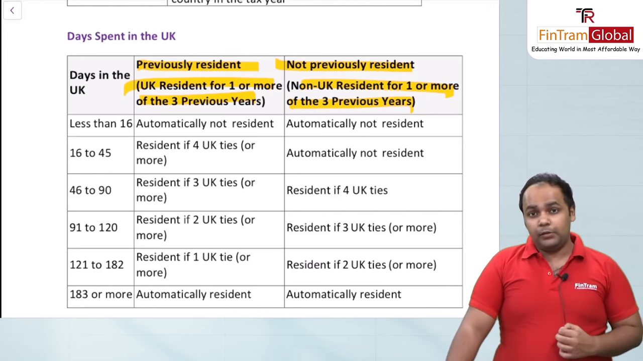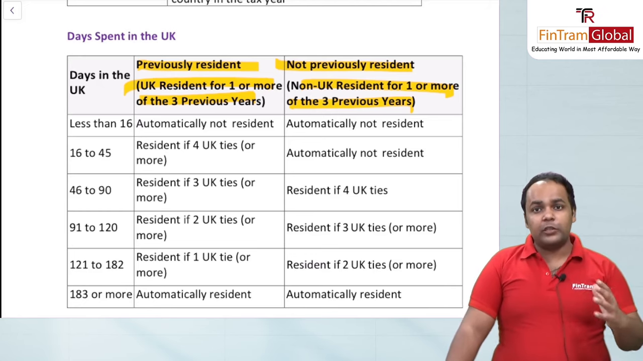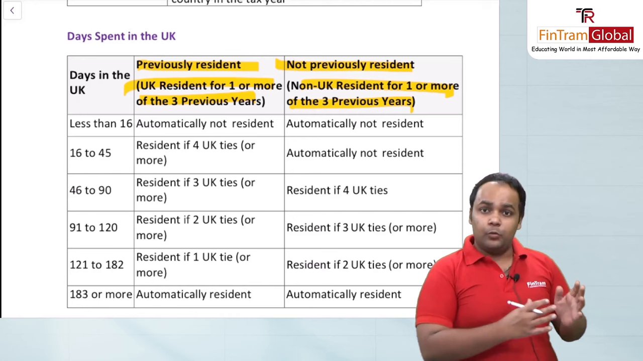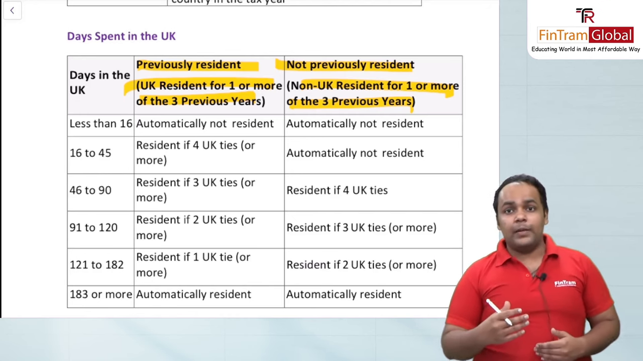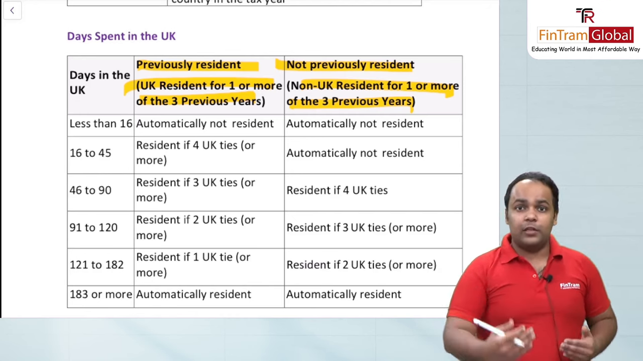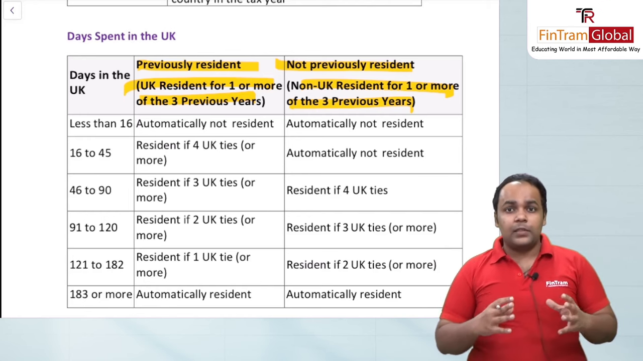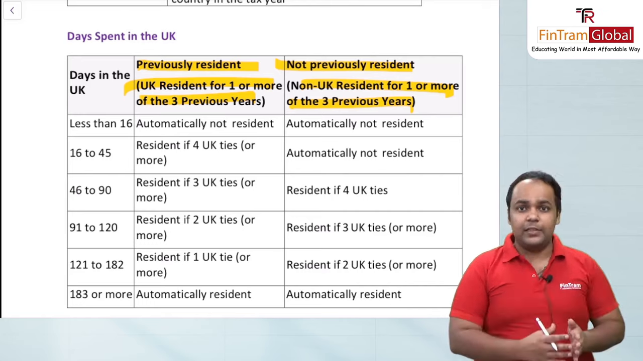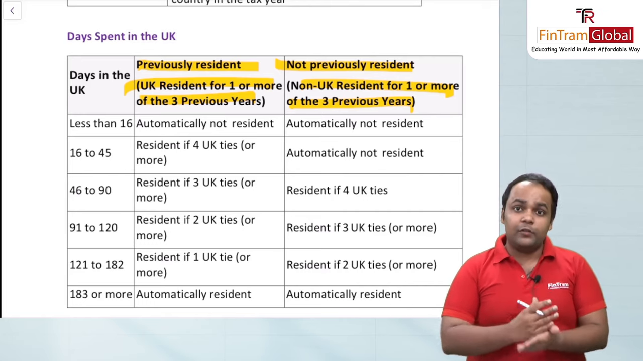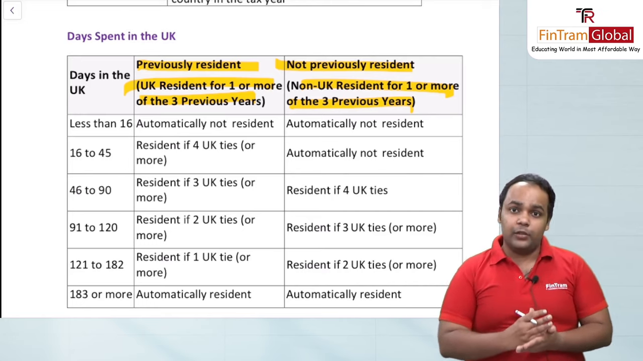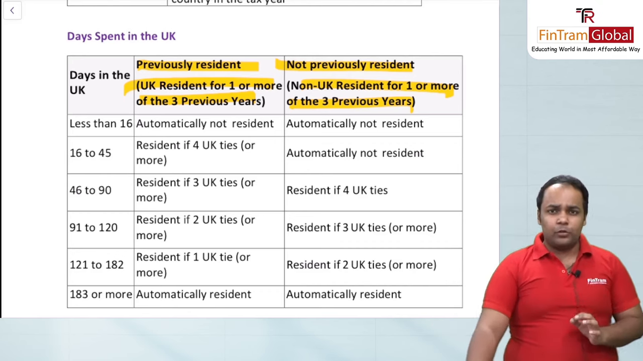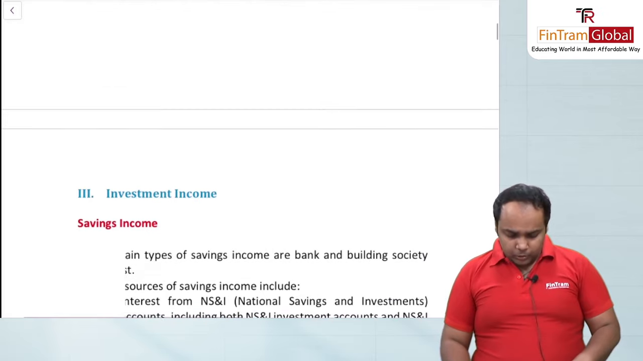Again, under this component, there will be a lot of information given to you about the individual: where the individual is traveling, where he is working, how many houses he has, which houses he occupies. All of this you will need to read carefully and then determine the number of ties he's meeting, and of course calculate the number of days he's spent in the UK to come to a final conclusion whether he's a resident or not. It's a very, very important topic that you must always practice.